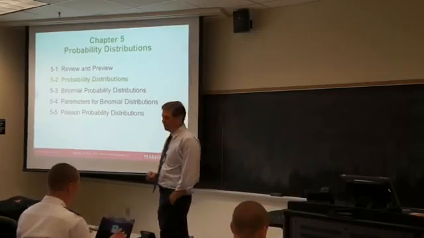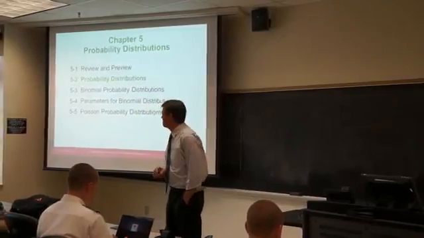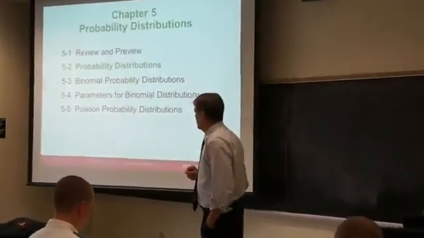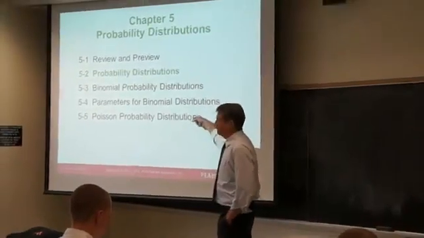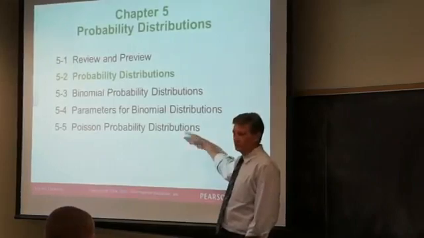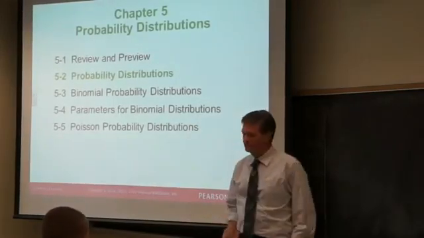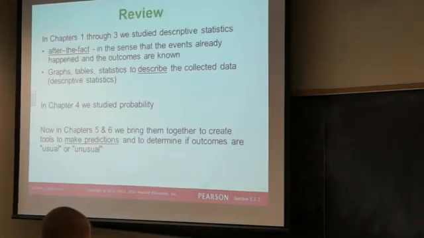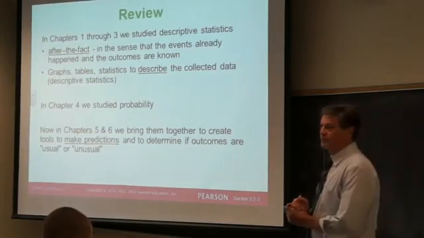Now starting chapter 5. Probability distributions. I hope I can make it all the way to 5.5 with Poisson, but that's an optional one. If we get there, great. If we don't, that's okay. And this is a pretty quick turnaround. Your next test is only a couple weeks away.